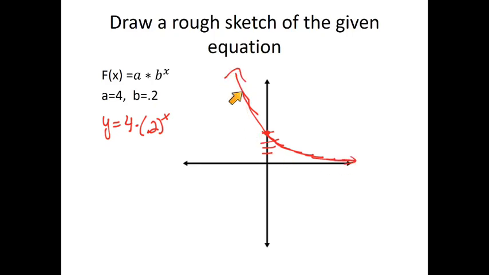So I just want you to know that this is what our graph looks like. It's going to have that y-intercept of 4, but it's going to get infinitely close to 0 because we're multiplying by a fraction. We got to recognize if we're multiplying by that number that's in between 0 and 1, it's going to get super close to 0 but never quite get there.